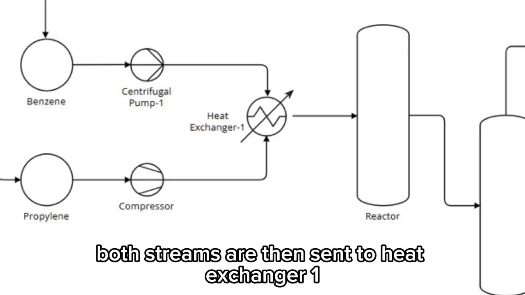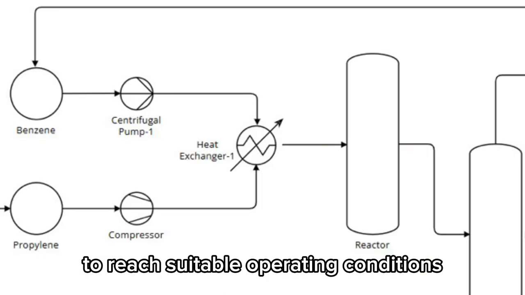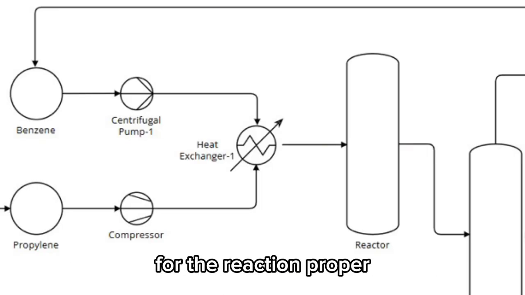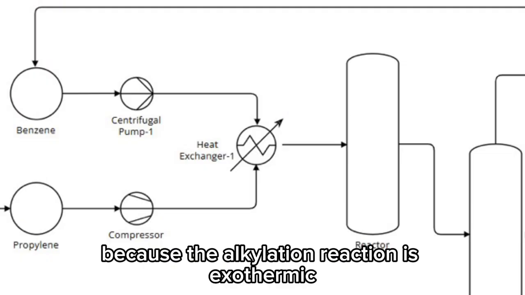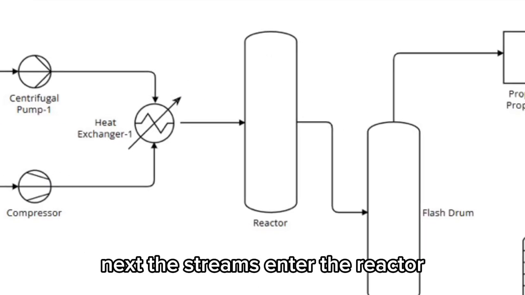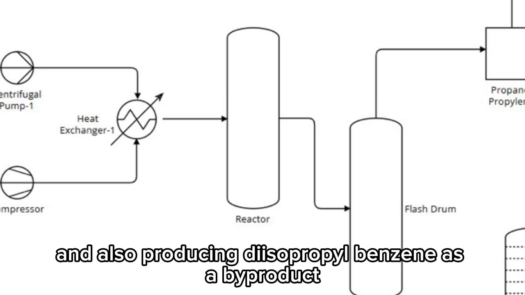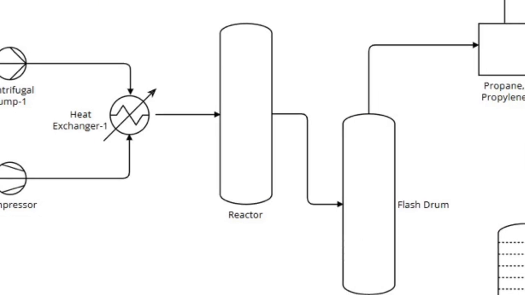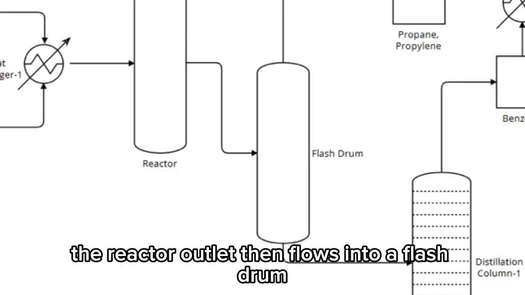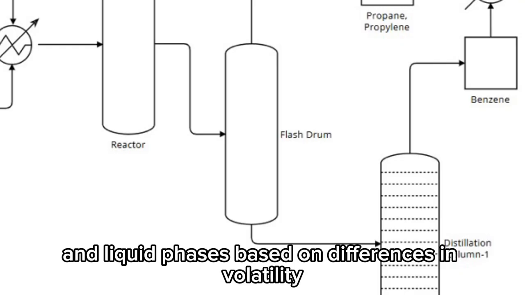Both streams are then sent to heat exchanger 1, where the temperature of the streams is adjusted to reach suitable operating conditions for the reaction. Proper temperature control is important because the alkylation reaction is exothermic. Next, the streams enter the reactor, where benzene reacts with propylene to produce cumene, and also producing diisopropyl benzene as a byproduct. The reactor outlet then flows into a flash drum, which separates the mixture into vapor and liquid phases based on differences in volatility.